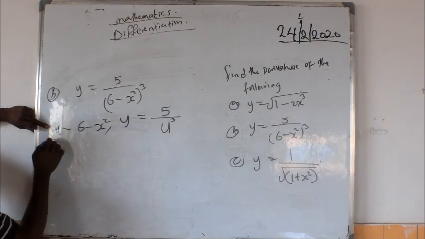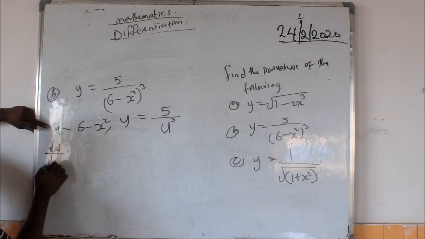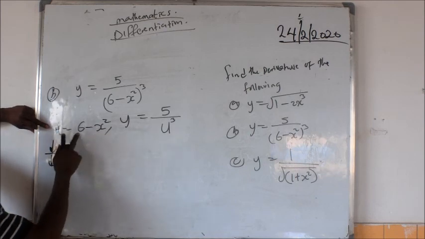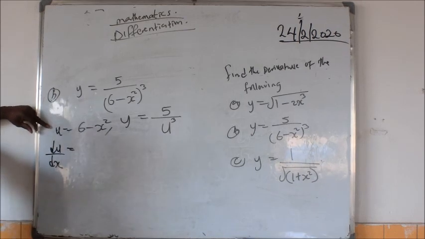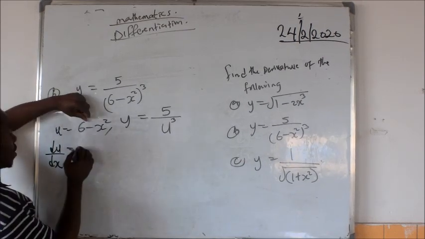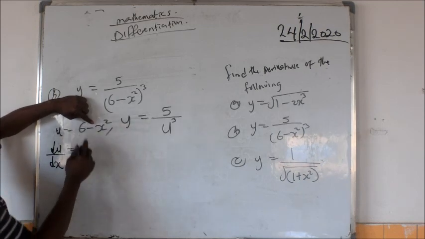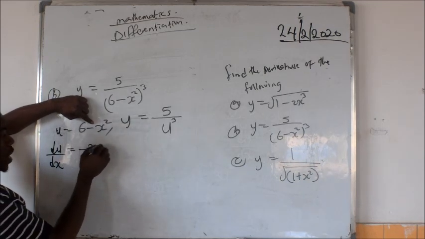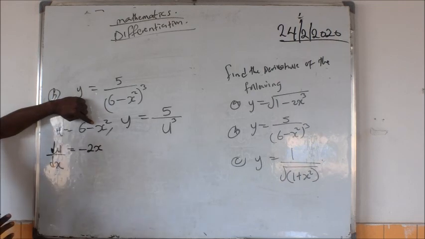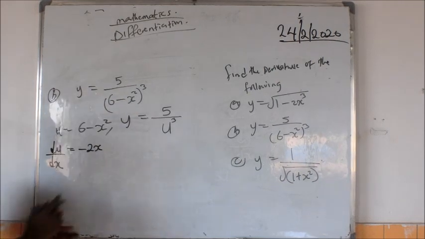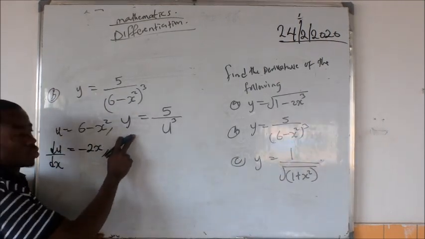Which is du over dx, which is equal to what? Differentiation of 6 will give you 0. Okay? 0 minus x squared. This 2 comes here, it's now turned to minus 2x raised to power 1, because you have done 2 minus 1. You differentiate this one too.